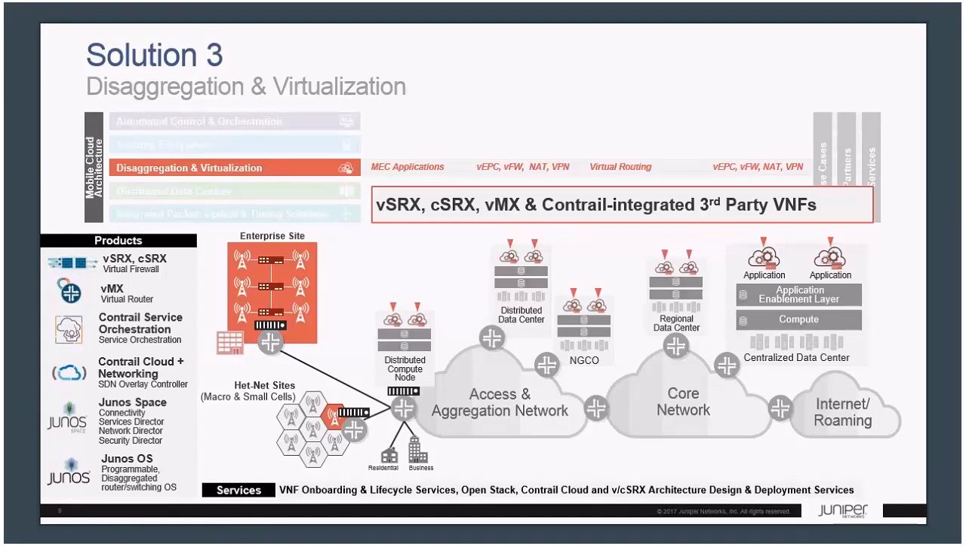A subset of the services that we offer for this solution area include VNF onboarding and lifecycle services, OpenStack, Contrail Cloud, and virtualized containerized SRX architecture design and deployment services.